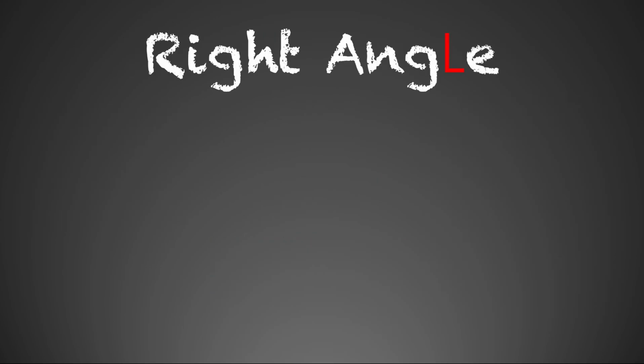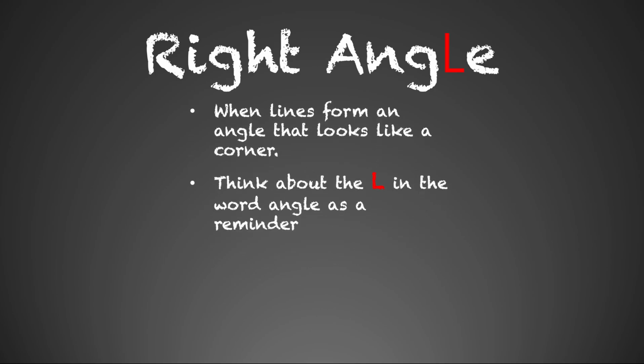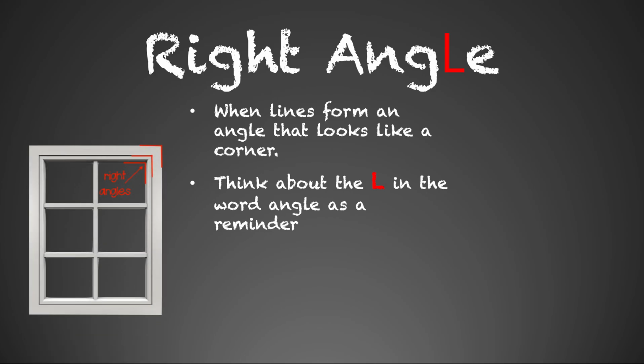We also have right angle. A right angle, if we remember about an angle is where two lines come together. Notice the L in angle. A right angle is when lines form an angle that looks like a corner. Think about the L in the word angle as a reminder. Look at this window. It has a lot of right angles. The closest one, the window pane, is a right angle. Then the edge is also.